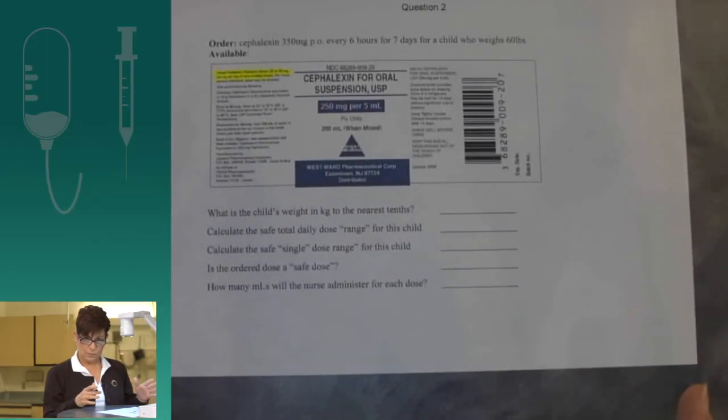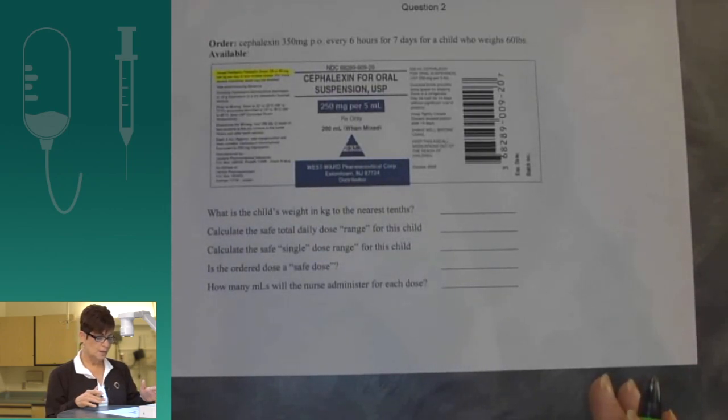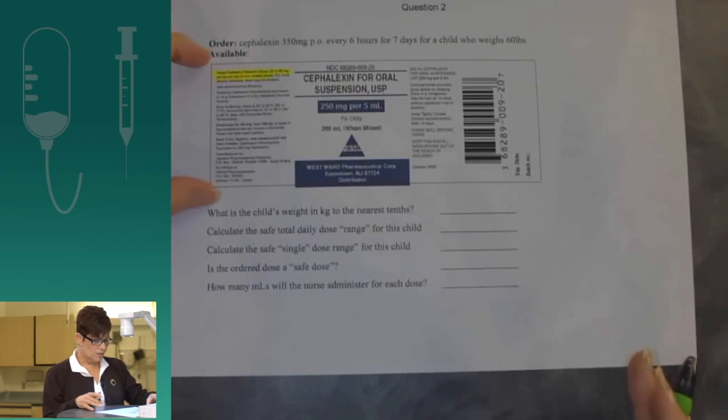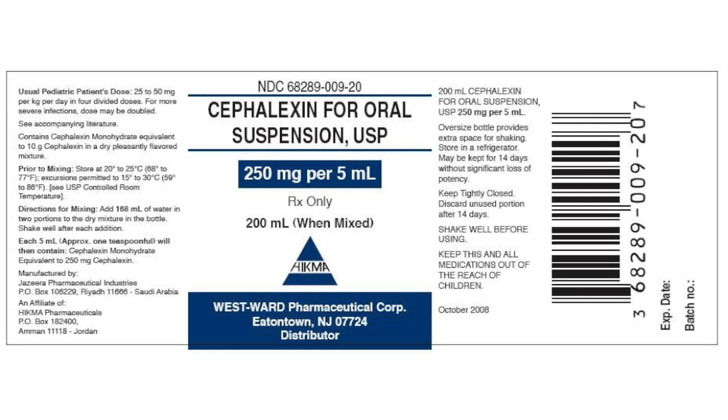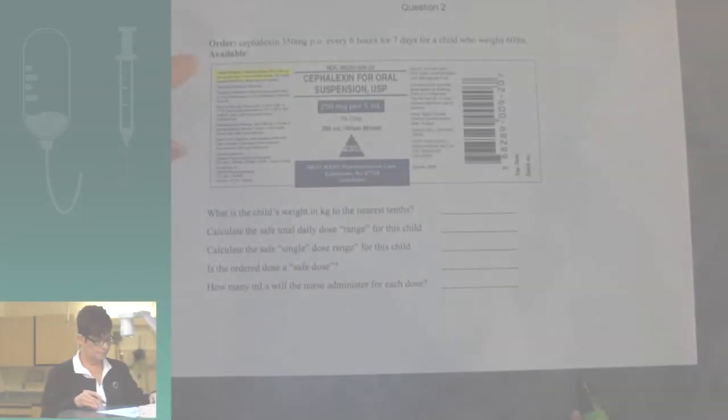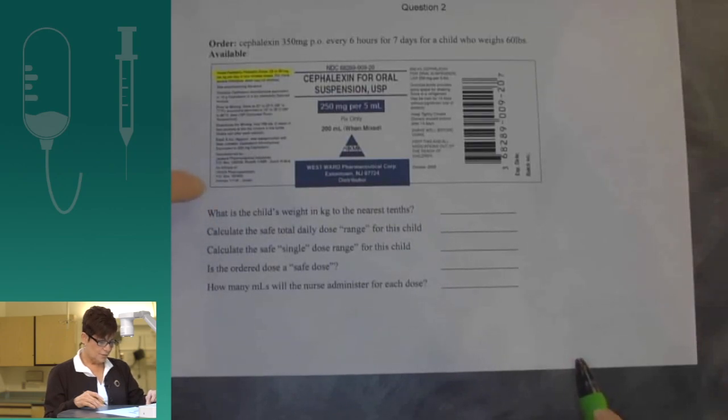So the order that we have is for cephalexin, 350 milligrams PO every 6 hours for 7 days for a child who weighs 60 pounds. You're also given an actual label that has information on here that you're going to need for each problem. So the first question that we have is, what is the child's weight in kilograms to the nearest tenths?